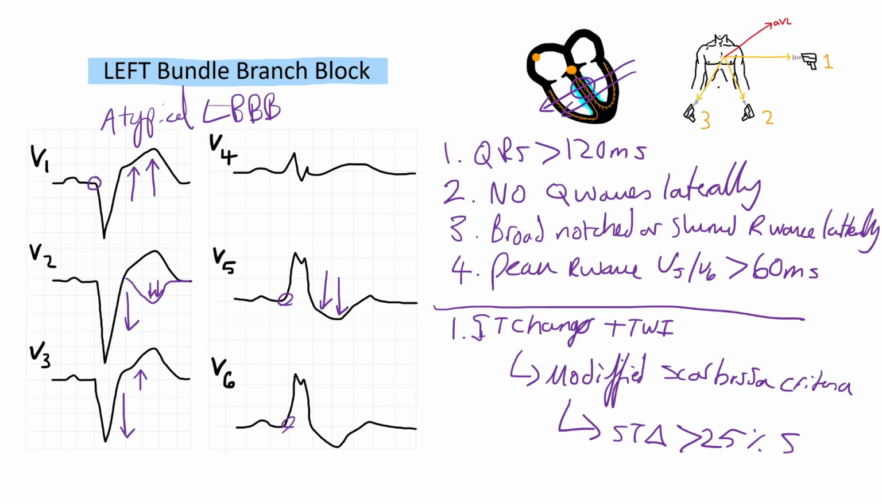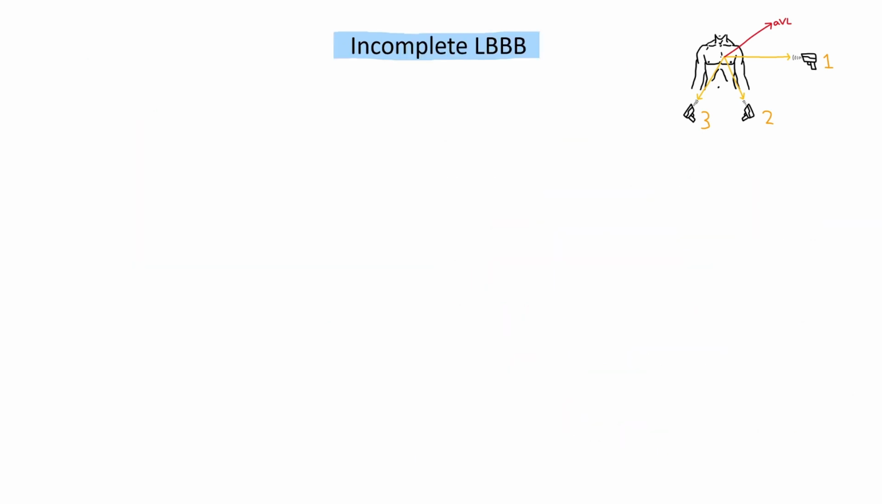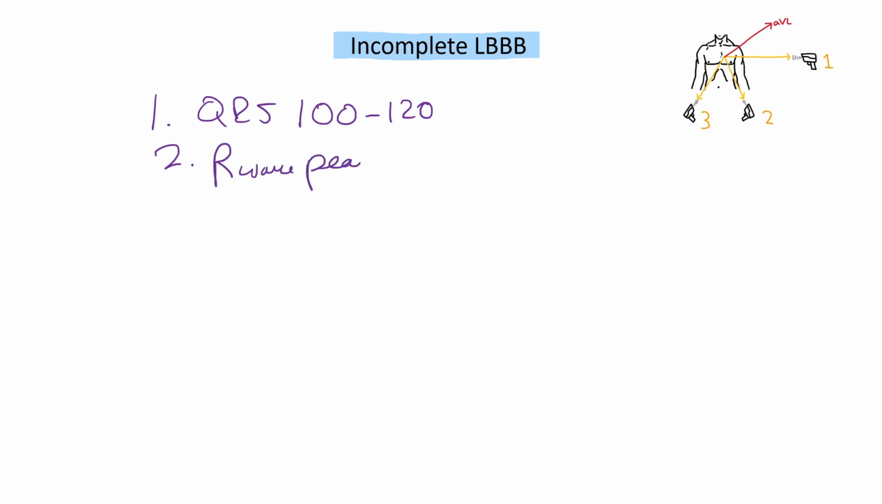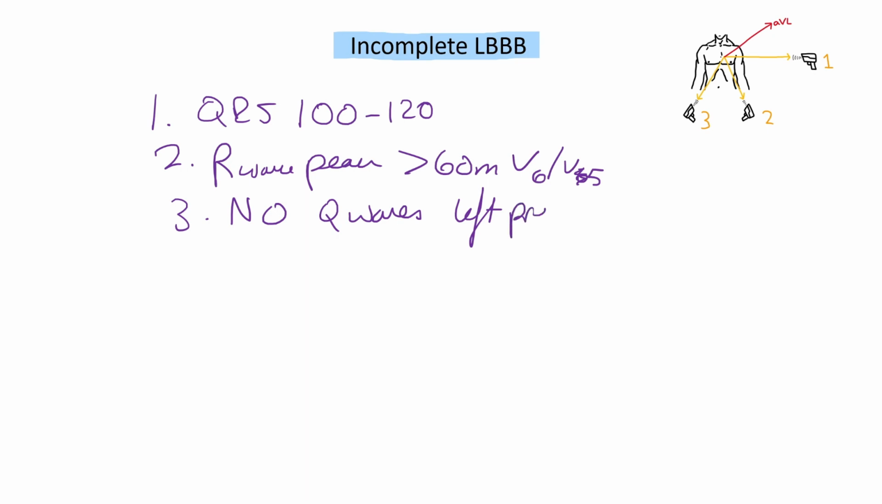Okay, so now let's move on to incomplete left bundle branch blocks. So what's the criteria? Again, the main one is that the QRS should be less than 120. So it should usually be between 100 and 120. The second one is that the R wave peak is more than 60 milliseconds in V6 or V5. And thirdly, we see no Q waves in the left precordial leads. If you see these three criteria, then we label it as an incomplete left bundle branch block.